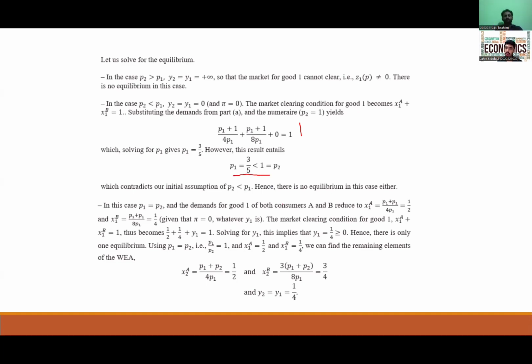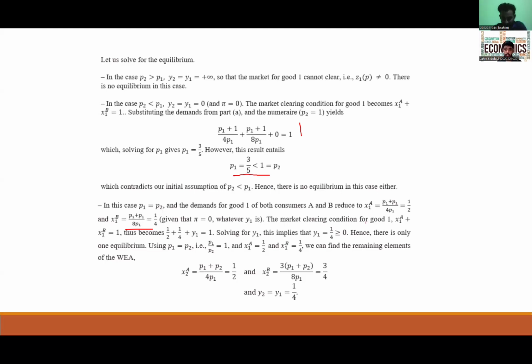Hence, there is an equilibrium in this case. In our last case, where P1 is equal to P2, the demand for good one of both consumer A and B reduces to X1A is equal to this value and X1B is equal to this value. Given that pi is equal to 0, which shows the no profit condition, where the production cost and the price of the good are equal, there is no profit margin or opportunity for acquiring any profit.